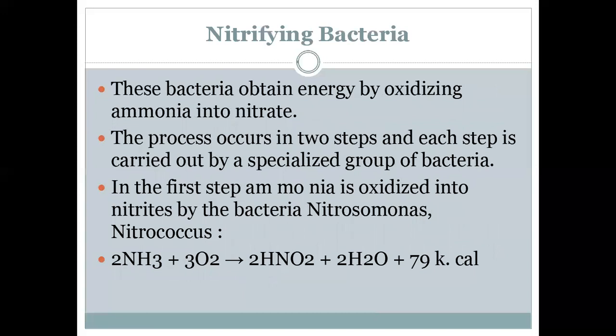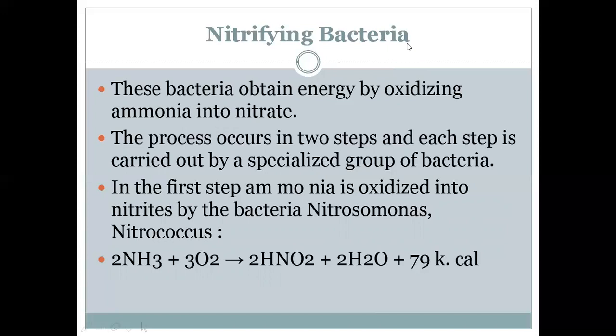So in this, first one is nitrifying bacteria. As I said, based on the substrate which is being utilized, based on the compounds which are being utilized as an energy source, the bacteria are named. So here nitrifying bacteria. So what they are utilizing, these nitrifying bacteria obtain energy by oxidizing ammonia into nitrate. That is why they are called as nitrifying bacteria.